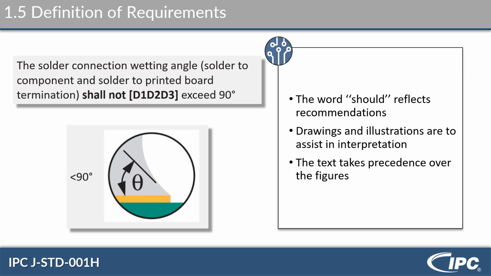Drawings and illustrations are to assist interpretation. If the drawing doesn't match the text, say there may be a little bit of confusion, like maybe the picture doesn't necessarily reflect what the words are saying, the words take precedence. The words are what matters. The drawings are really just there as a helper, but that doesn't necessarily mean they're always going to be right and always going to be clear.